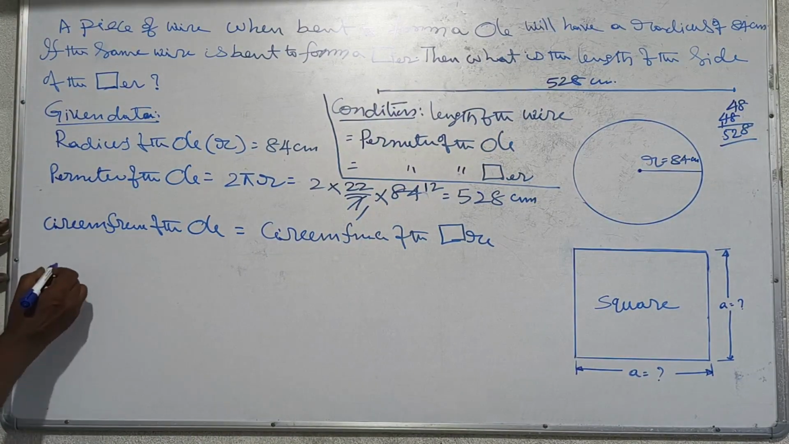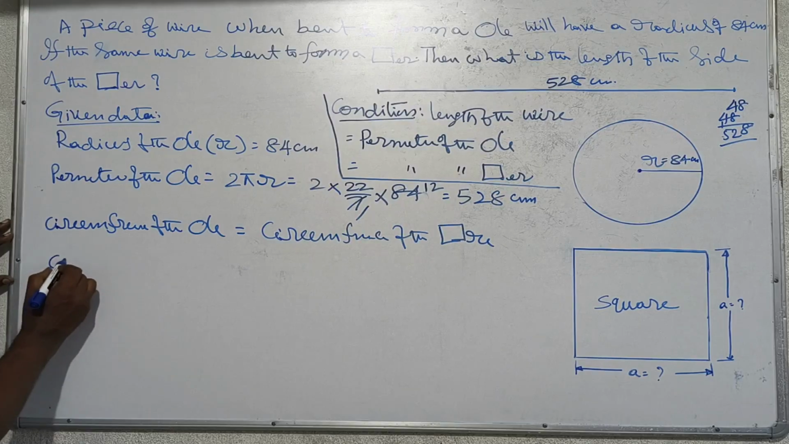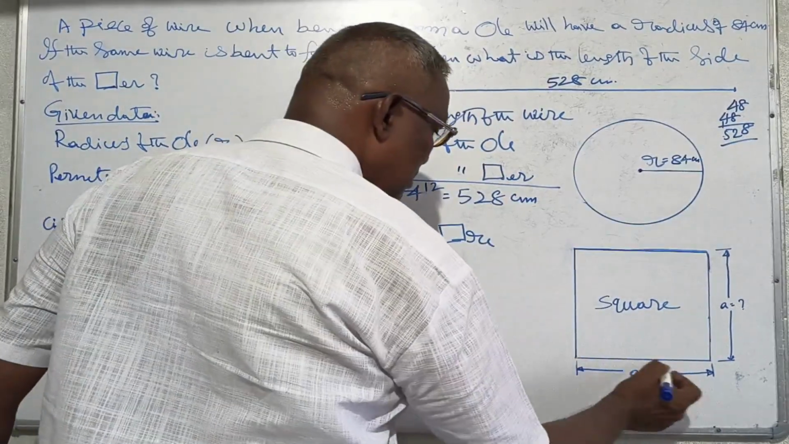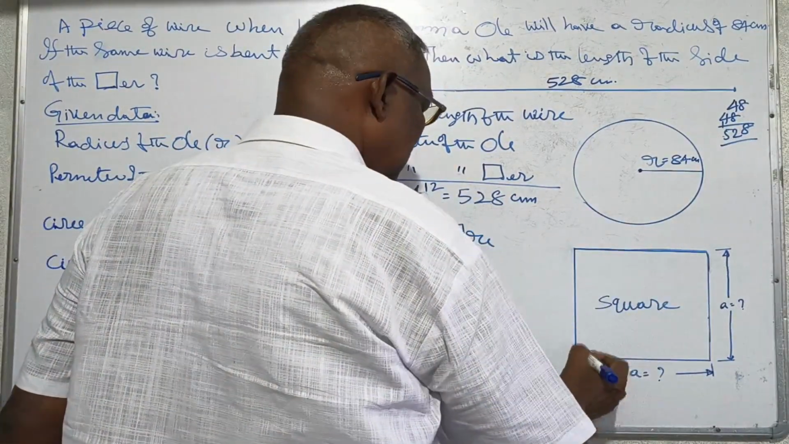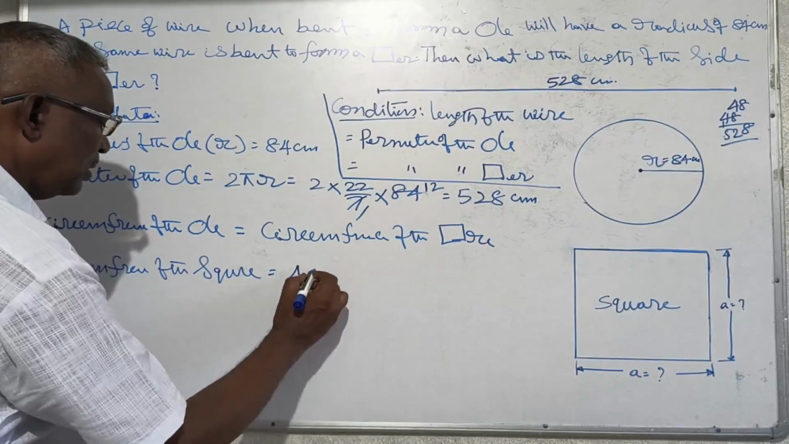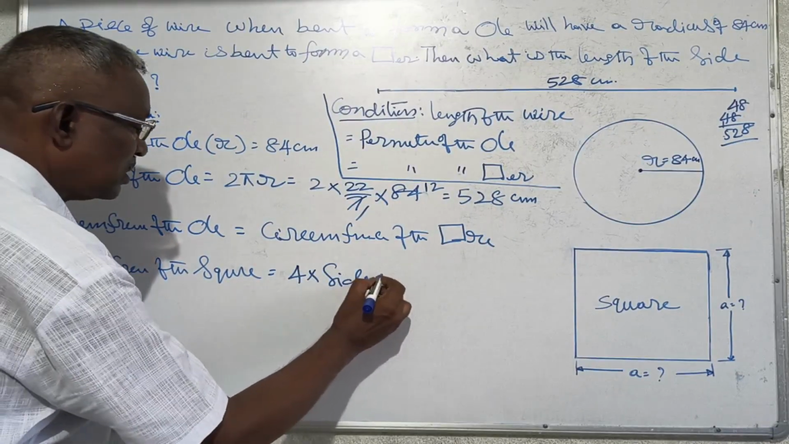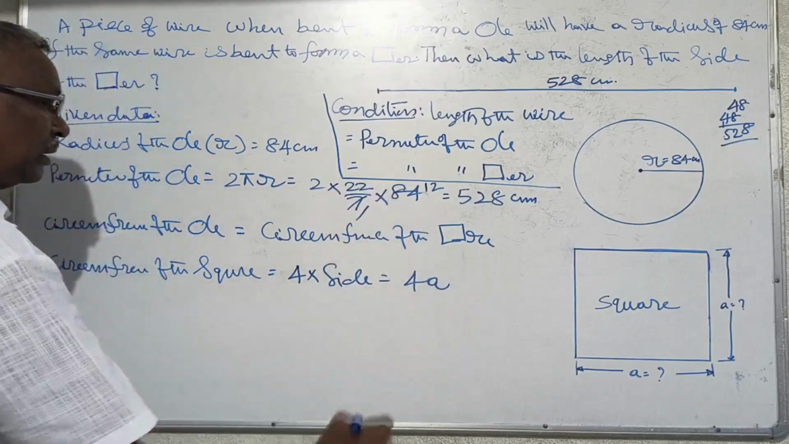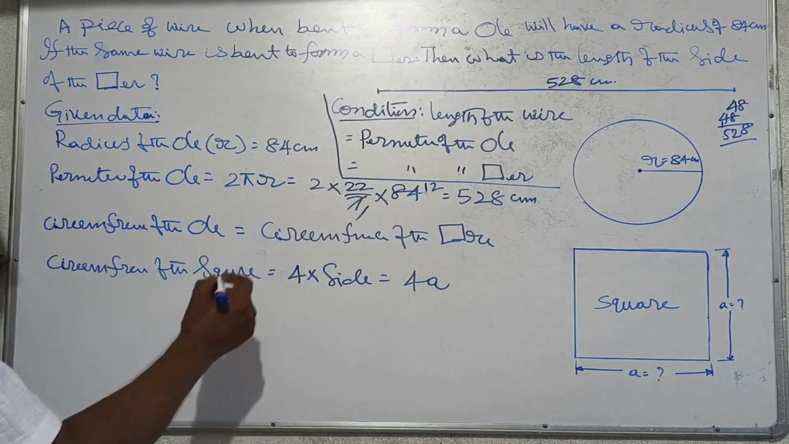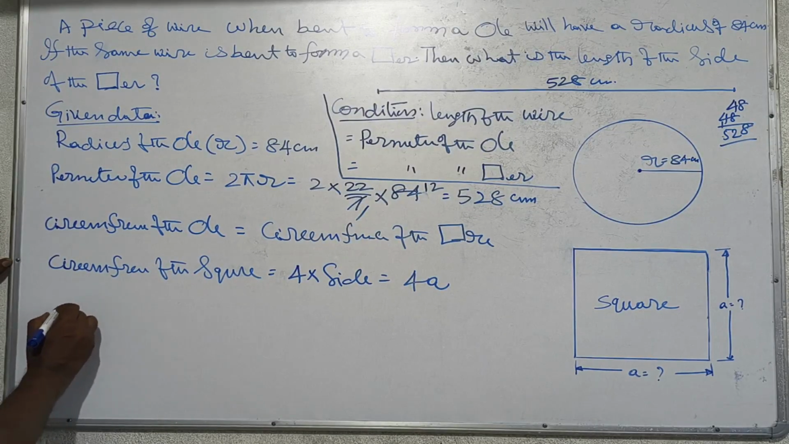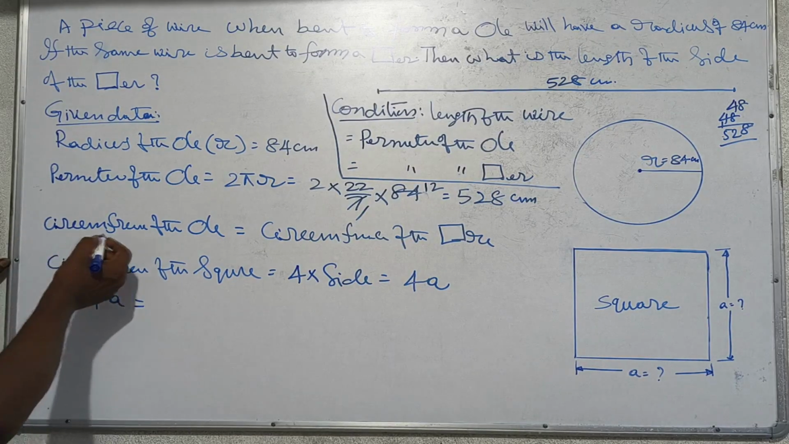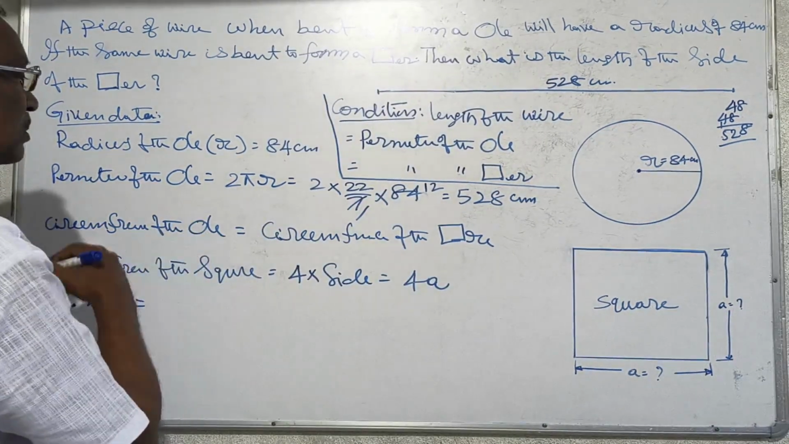Formula: circumference of the square is equal to side plus side plus side plus side. 4 sides. That is 4 into side, that is 4 into A. So circumference of the square 4A is equal to circumference of the circle. Therefore, 4A is equal to circumference of the square is equal to circumference of the circle.